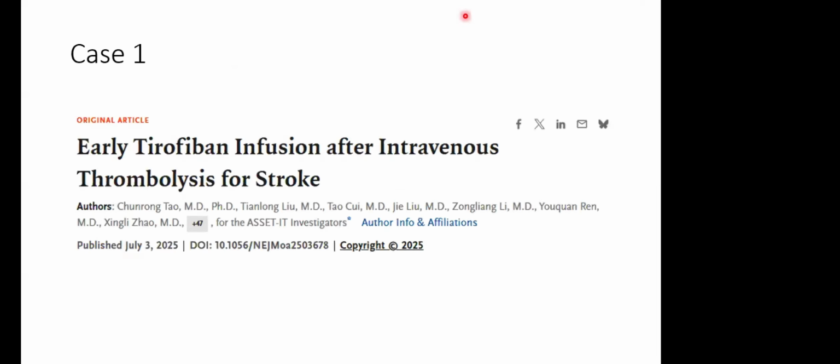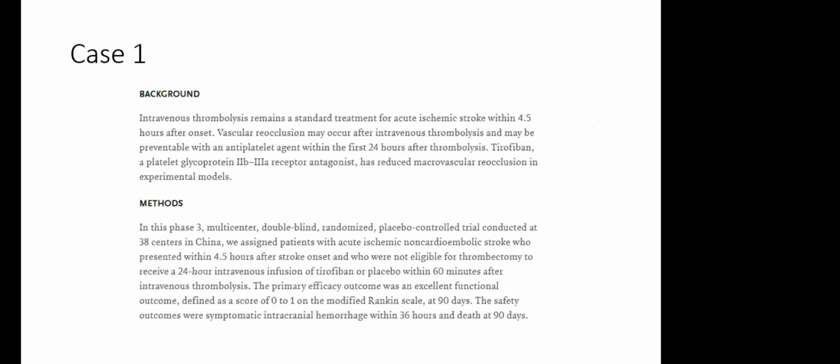So to help us understand RCTs better, I had earlier shared a case that was published in the New England Journal of Medicine. I hope you've all had a chance to briefly go through it. But if you haven't, I'm linking the study in the chat. You can quickly have a look at it. It was titled Early Tirofiban Infusion After Intravenous Thrombolysis for Stroke.